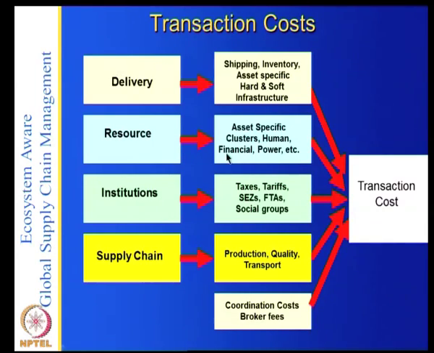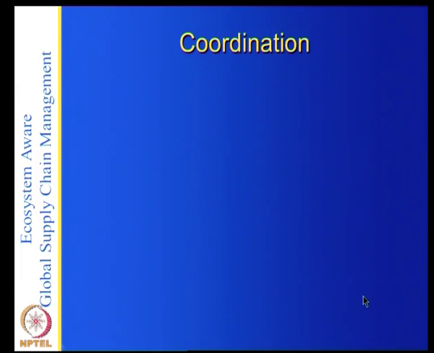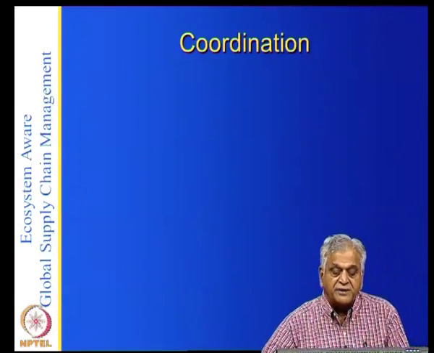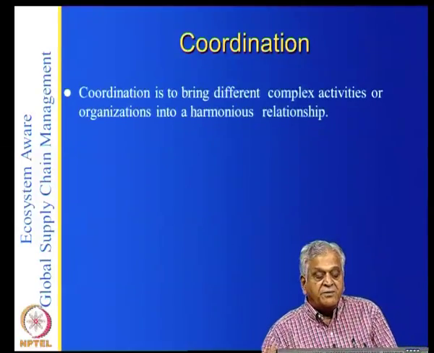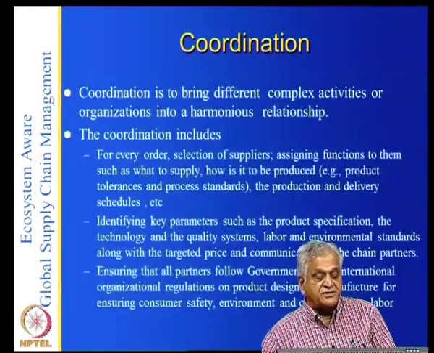And for each supplier, if you have say 50 suppliers, some in China, some in Hong Kong, some in India, some in Bangladesh and so on, for each of them you can see these are different. And so, you can add this coordination and other broker fees and so on, get the transaction cost and select the one with the lowest. Once you have selected all the suppliers and grouped them, then you have to do the coordination. Coordination is to bring different complex activities or organizations into harmonious relationship.